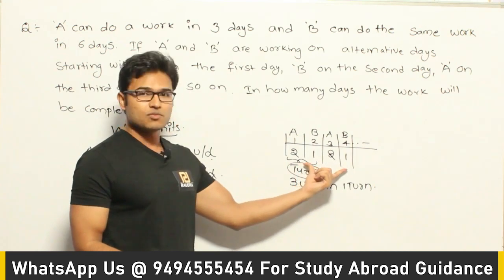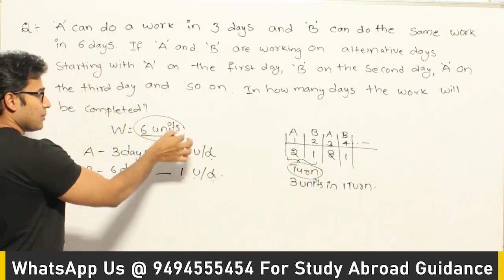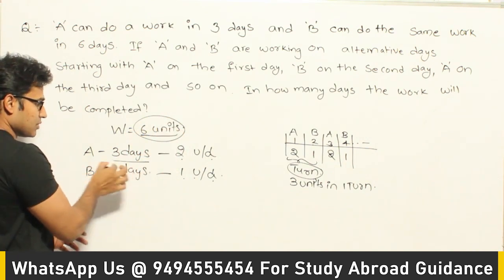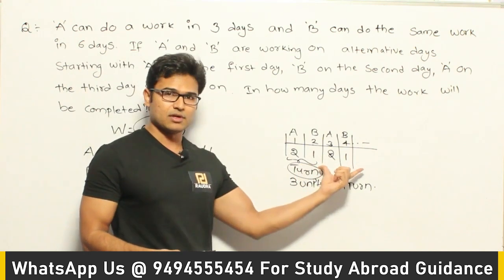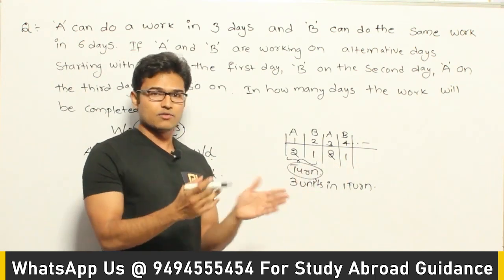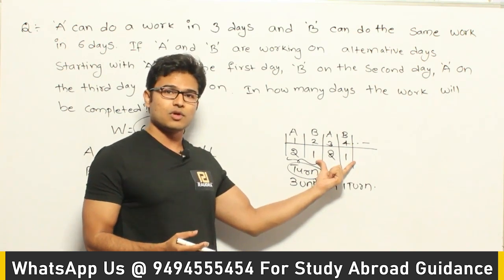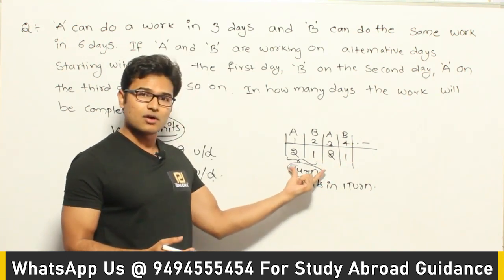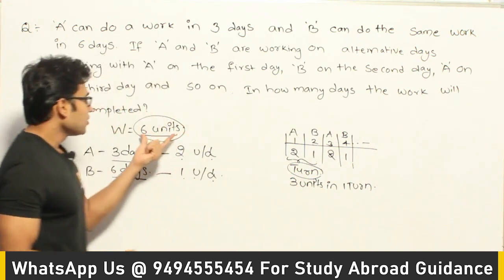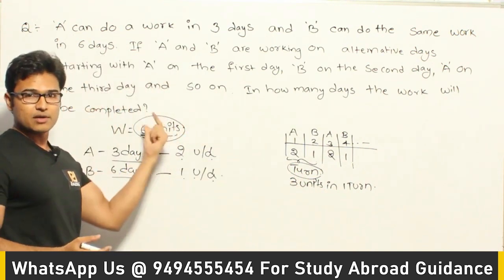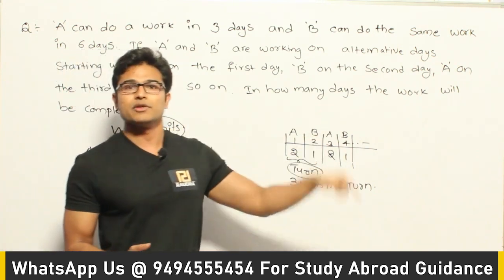Now since the numbers are small here, I am able to show you everything in this picture. But if these numbers are big, we will not be able to do the same question using this picture. We might have to use the number of units that can be done in one turn and then take the total amount of work and divide it to find the number of turns required to finish the work, and then convert the turns into days.